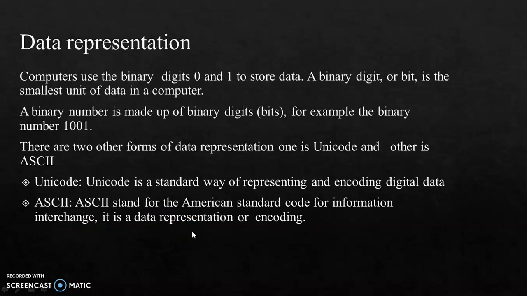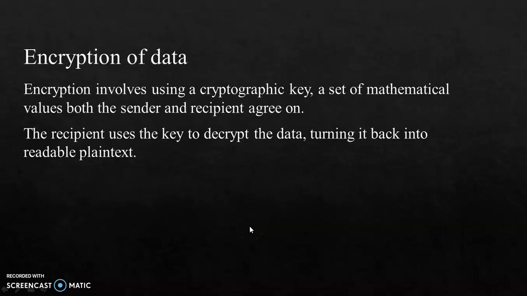Data representation. Computers use the binary digits 0 and 1 to store data. A binary digit, or bit, is the smallest unit of data in a computer. Unicode is a way of representing and encoding digital data. ASCII stands for the American Standard Code for Information Interchange. It is a data representation or encoding.